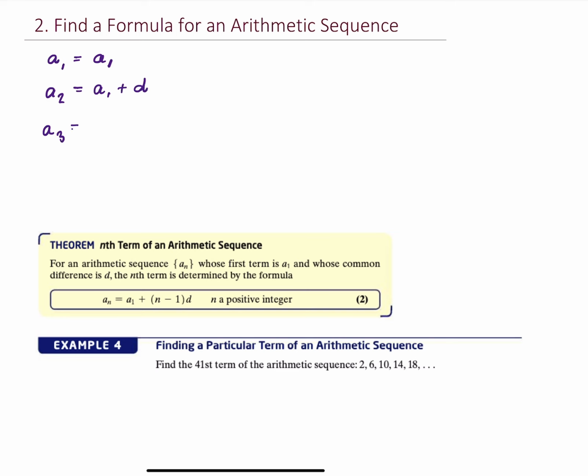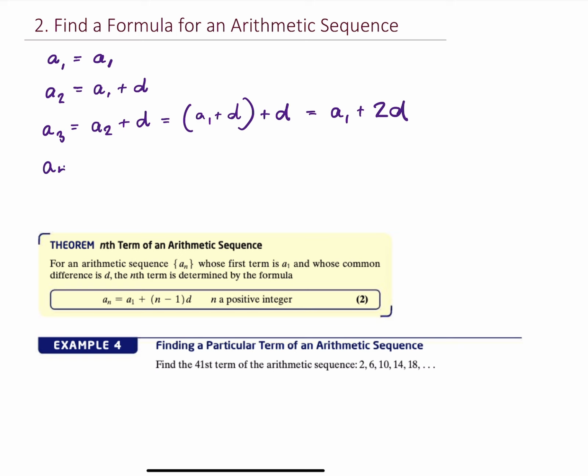Our third term, recursively, we would say, well, that would be our previous term plus the common difference again. But a sub 2 is equal to a sub 1 plus d. So we would add another d to that. So really what we have is our first term plus 2 of the common differences. Hopefully that makes sense. Add one d, add another d to get to our third term. And in each term we're just adding another d.